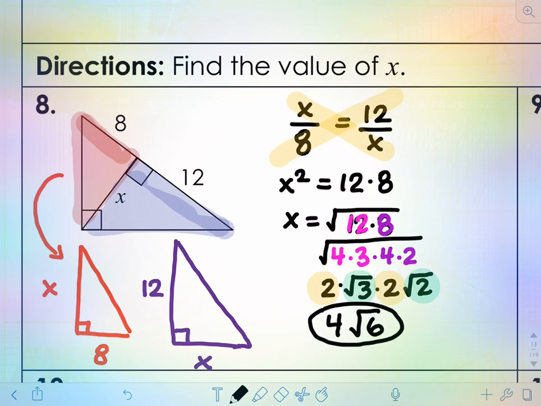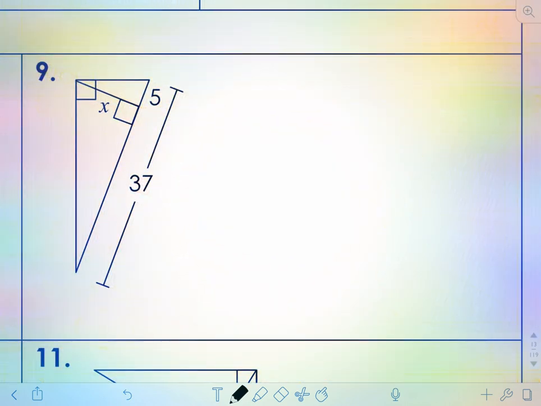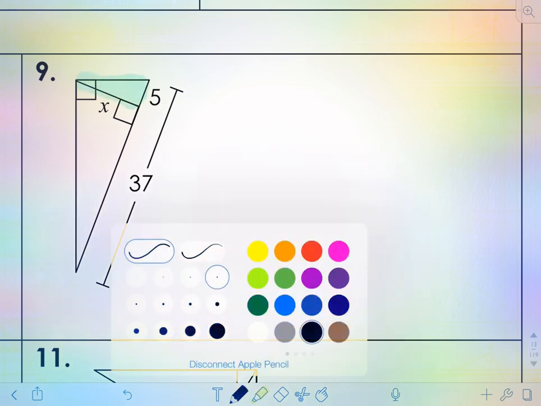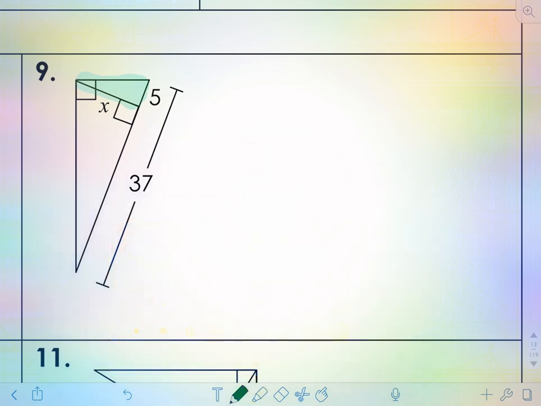Okay, let's take a look at number 9. Okay, number 9, we are going to look at the information that they gave us. If I look at the smaller triangle, I see that they gave me the short leg and the long leg. If I change the orientation to where the right angle is on the bottom, 5 is the short leg, X is the long leg.